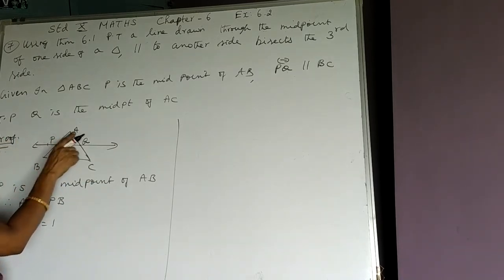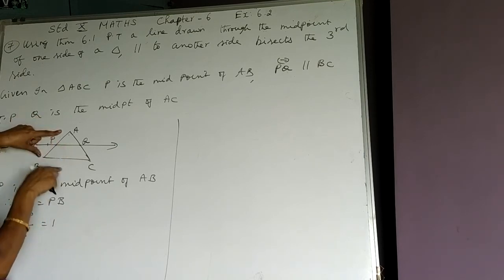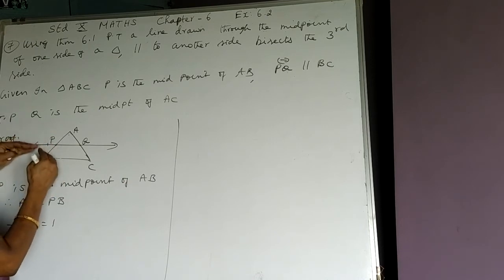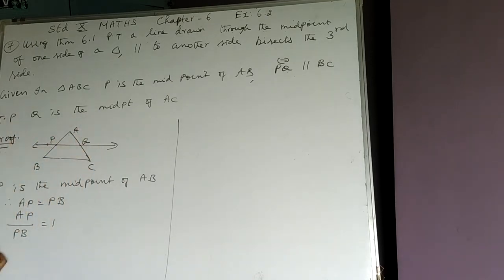See, the line intersects AB at the point P. So one side it intersects. It cannot intersect BC because it is drawn parallel to BC. Therefore, definitely that line will intersect side AC. So I write PQ intersects AB and PQ is parallel to what? Parallel to BC. There is a theorem.